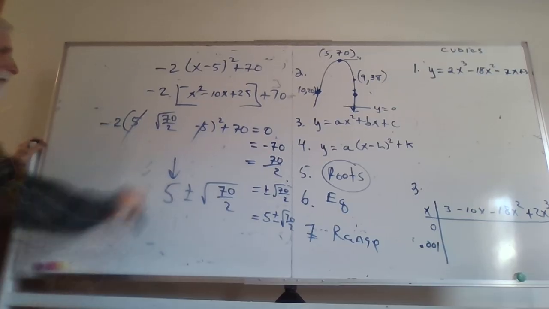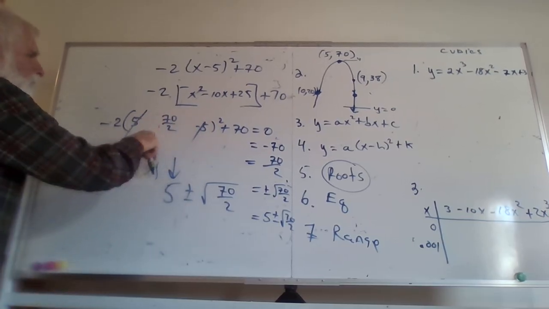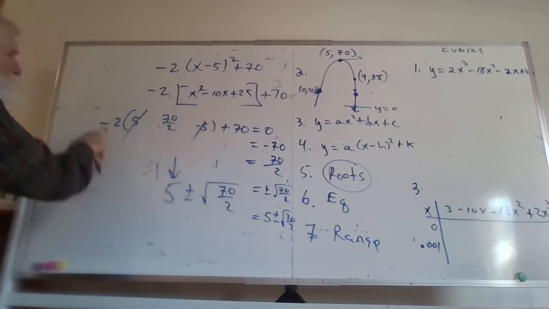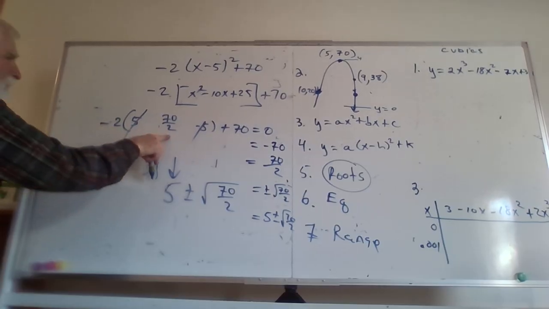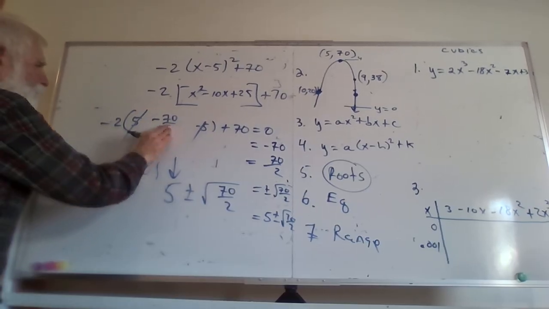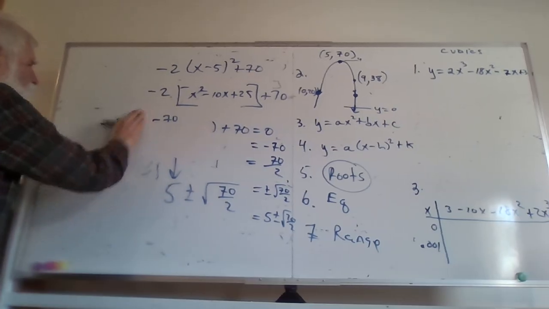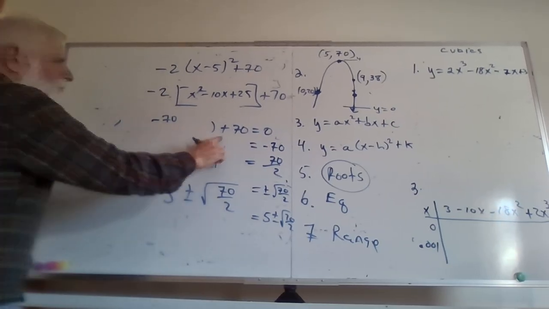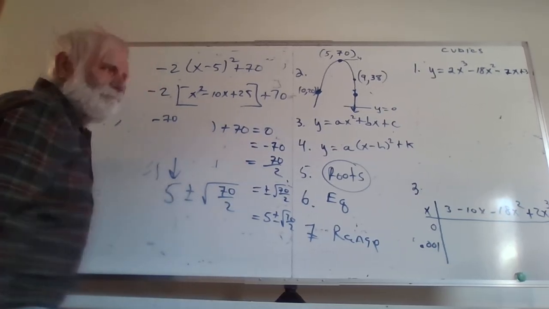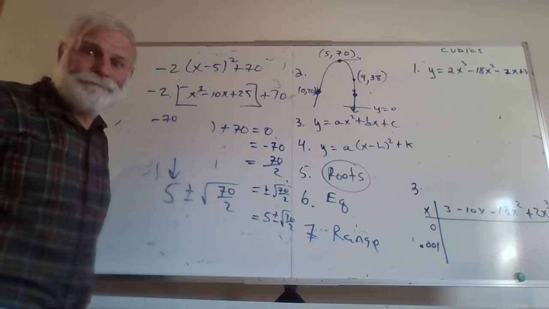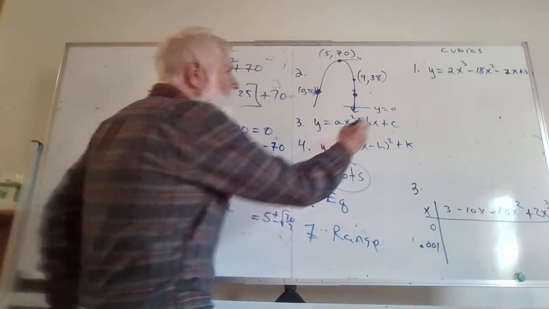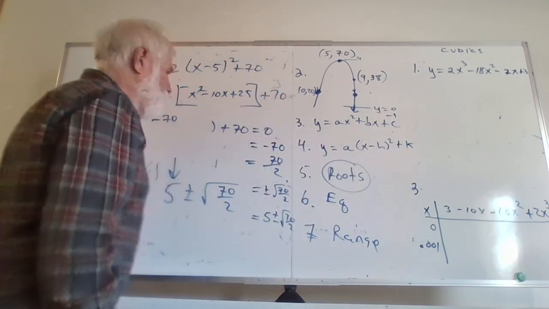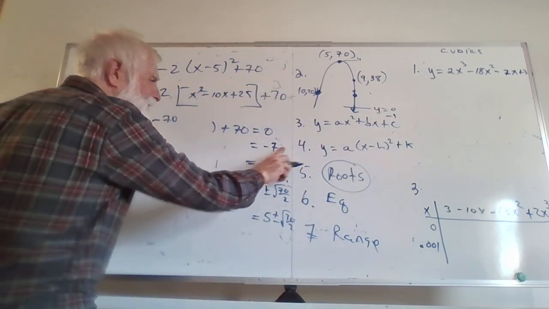cancel. Squaring a square root gives you what's inside. Negative 2 divided by negative 2... negative 2 times 70 over 2 is a minus 70. Oh, this is gone now. And what's minus 70 plus 70? Yeah, 0. Found the roots real easily. And if I wanted this to go down to negative 1, well, then that would have been minus 71.